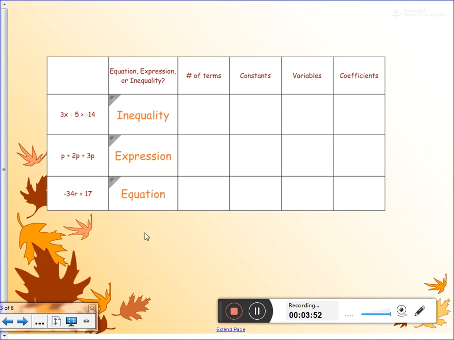Alright. And then right underneath that are some fill-in-the-blank questions. That's what you're going to be using your Google Classroom form for. You're going to answer some questions on the Google form, and then we'll talk about the difference between numeric and algebraic, and terms and constants and variables and all that good stuff.